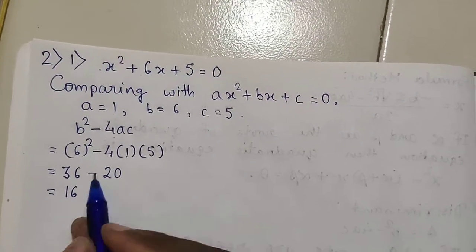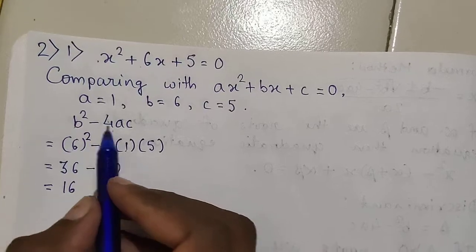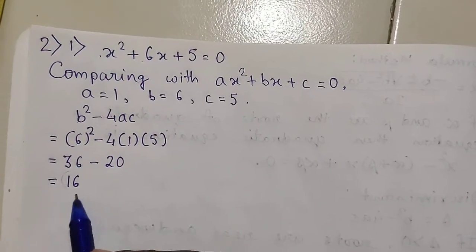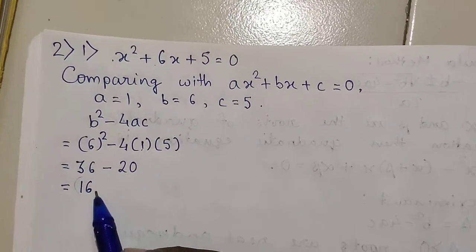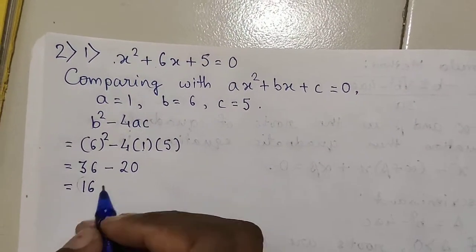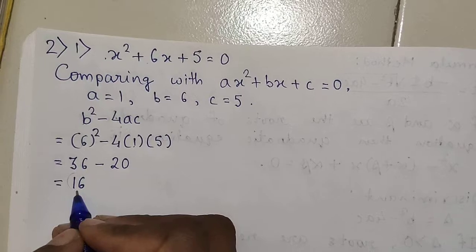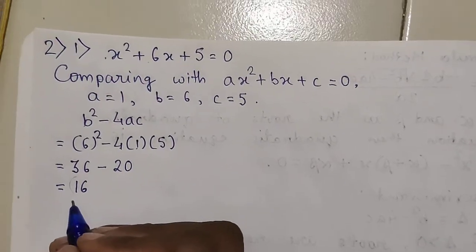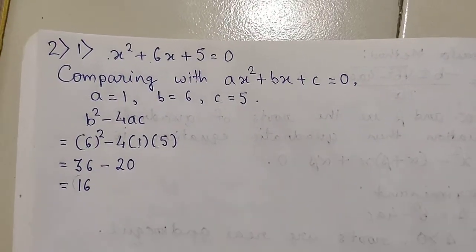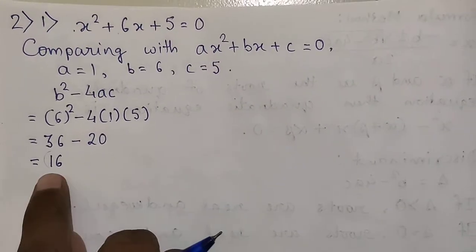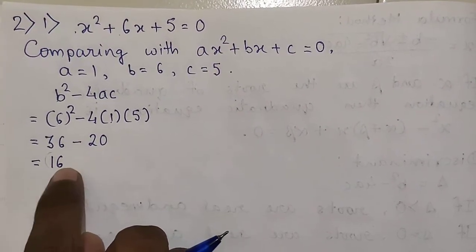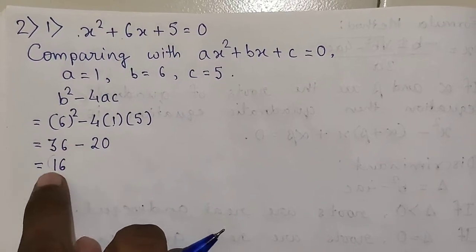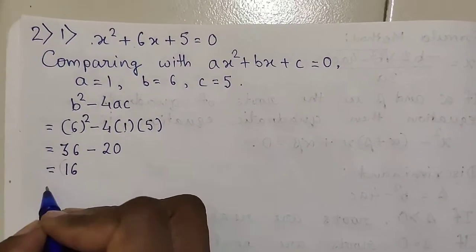Okay, so in this case we got the value of b square minus 4ac as 16, and you know 16 is a positive number, so we can use our formula. Remember, if you are getting a negative number, in that case you cannot solve. But in this case you got a positive number, that is 16, so you can use the formula.